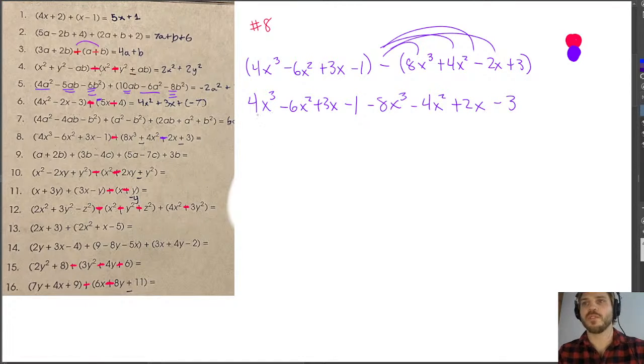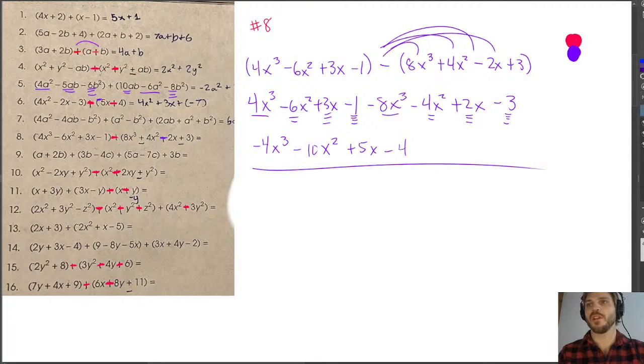Okay, now we're going to find some like terms. That's all of the cubes. So we've got 4 minus 8, which is negative 4. Then we're going to get our squareds. Negative 6 minus 4 is negative 10x squared. Then we're going to get our x's, and this is 3 plus 2 is 5x. Then we've got negative 1 minus 3 is negative 4. Okay, so this is if it's the same as the first way.